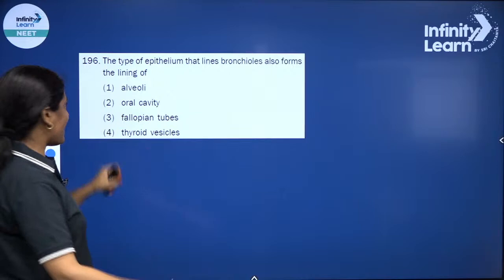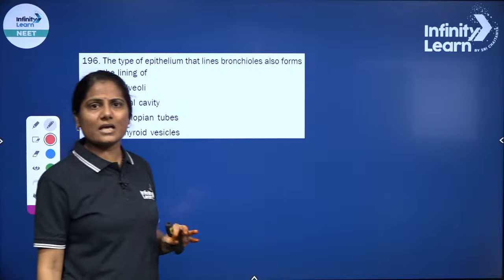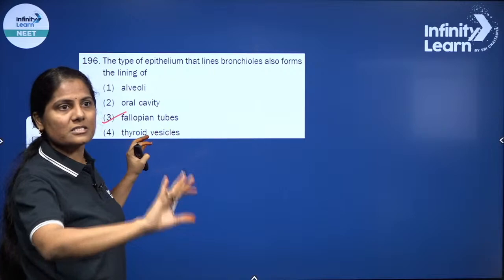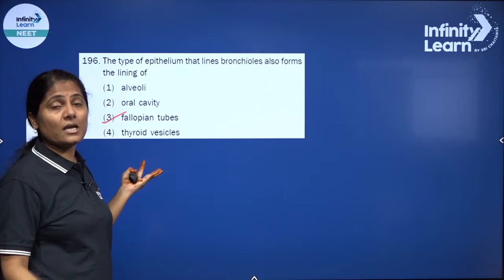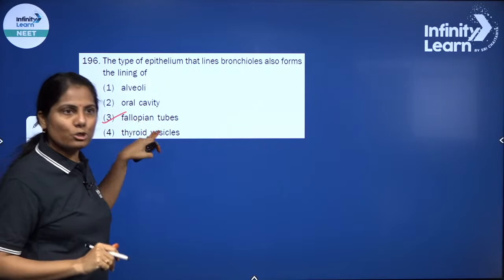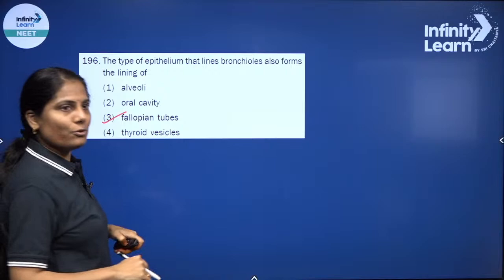Keep it up. The type of epithelium that lines bronchioles. First of all, let's understand bronchioles are lined by columnar epithelium with the cilia, right? So that is again found in fallopian tubes, which are helping with the transport of ovum. Alveoli, squamous epithelium. Oral cavity, non-keratinized squamous compound epithelium. Thyroid vesicles, it will be cuboidal epithelium. It's the fallopian tubes, right? Fallopian tubes. Shashi got it right already. Ananya, you got it right.